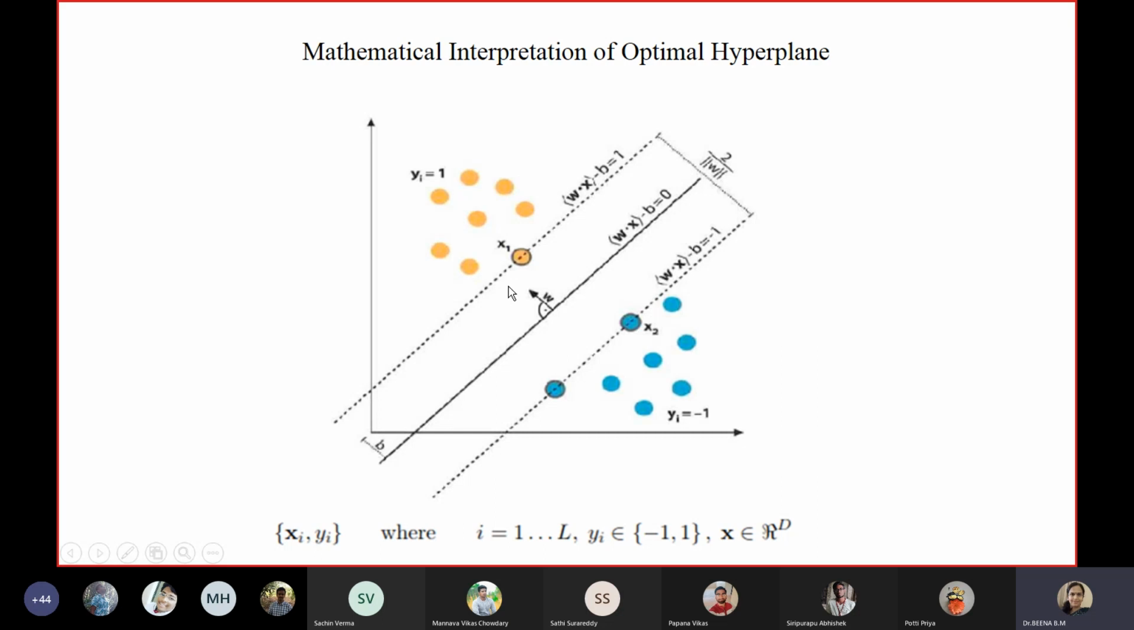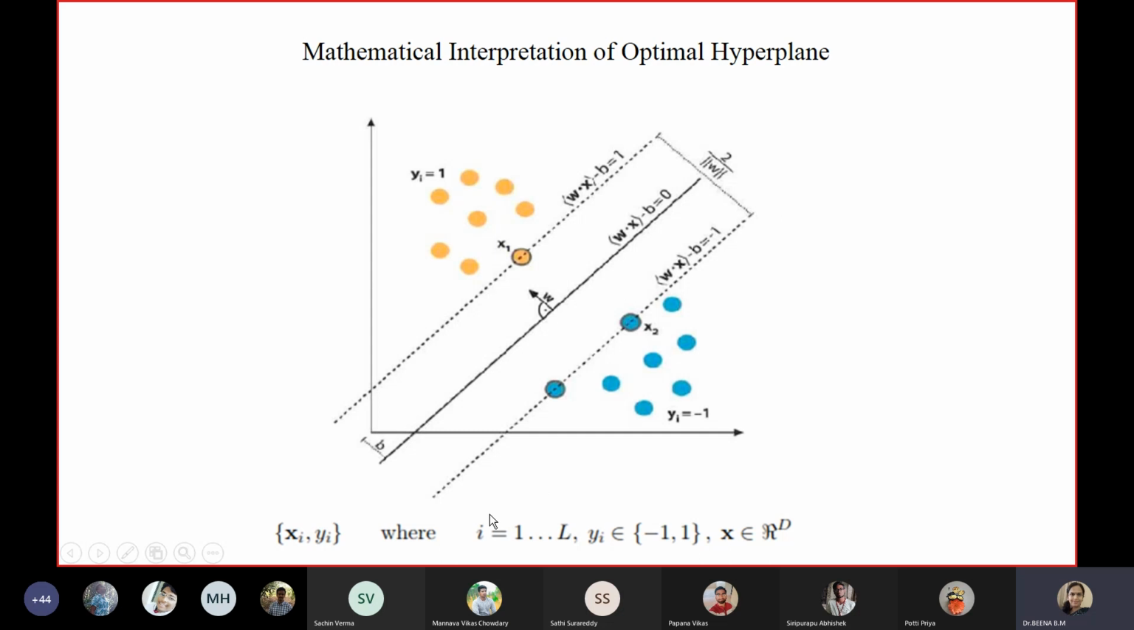Here the dotted line is above the hyperplane, so the y value is taken as +1, and this line is below the hyperplane, that is why the y value is taken as -1. Now we have two variables, an independent variable and a dependent variable, for the data sets, the variables xi and yi, where i takes the value of 1 to L.